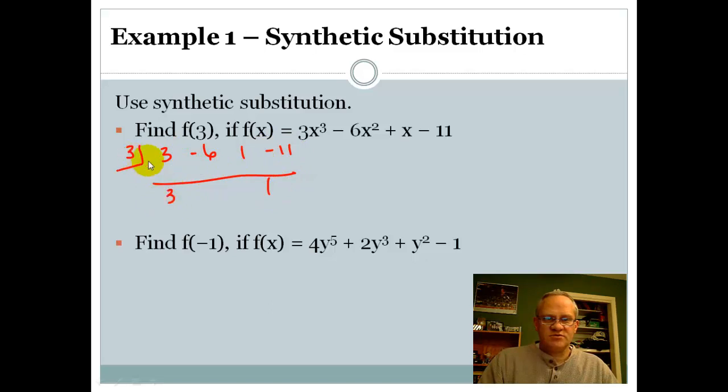Bring the 3 down. 3 times 3 is 9. 9 minus 6 is 3. 3 times 3 is 9 again. Plus 1 is 10. 10 times 3 is 30. And then 30 minus 11 would be 19. And so f of 3 would equal 19.